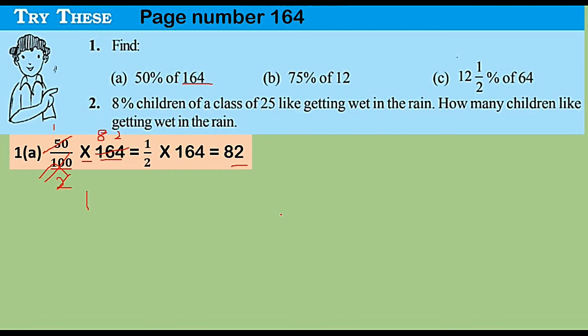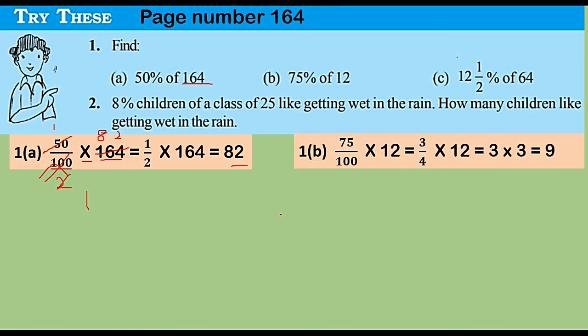Question number 1, B. 75% in fraction of 12 is equal to, reduce it, 25 3s are 75, 25 4s are 100. So 3 upon 4 multiplied by 12. Again 4 ones are 4, 4 3s are 12. So what do you get? 3 multiplied by 3 is 9. So 75% of 12 is 9.